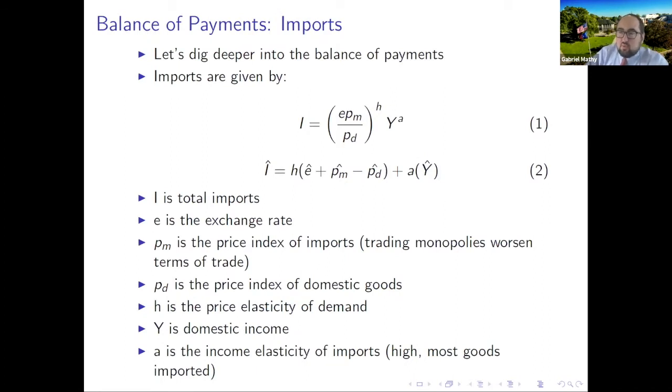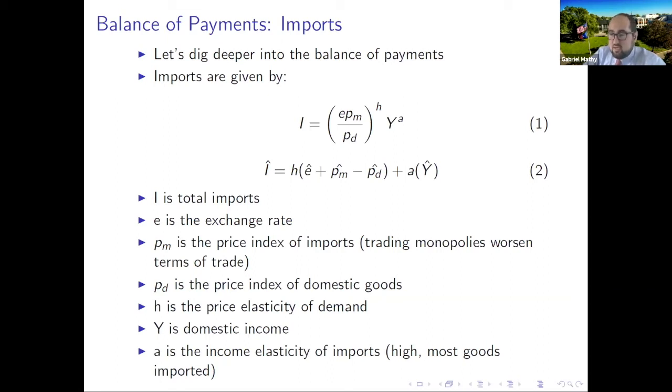All right, so let's dig deeper into the balance of payments. If we think about imports, we've got the exchange rate, E. We've got some kind of price index of imports, price index of domestic goods, and then domestic income given by Y. And then A is the income elasticity of imports, and H is the price elasticity of demand. As we'll see, these factors are going to be quite unpleasant for Quebec.